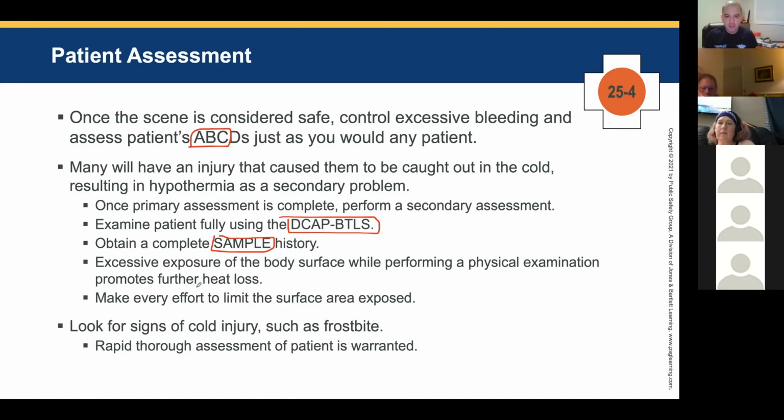Promotes further heat loss. So what this is saying is we want to be very careful. For example, you're up on the ski hill, it's a nice cold day, and you have somebody who breaks a leg, you get to them. Let me ask you this, would you want to assess that leg? Would you want to cut their clothing open on the ski hill? No.